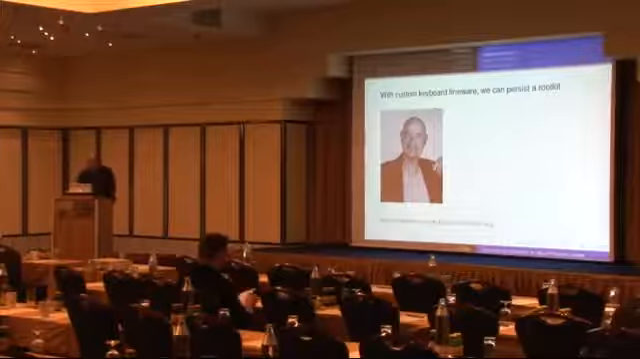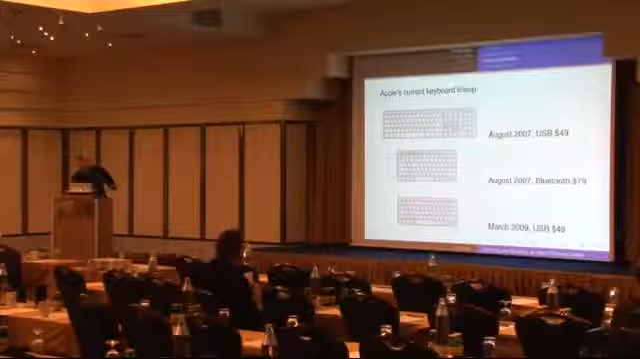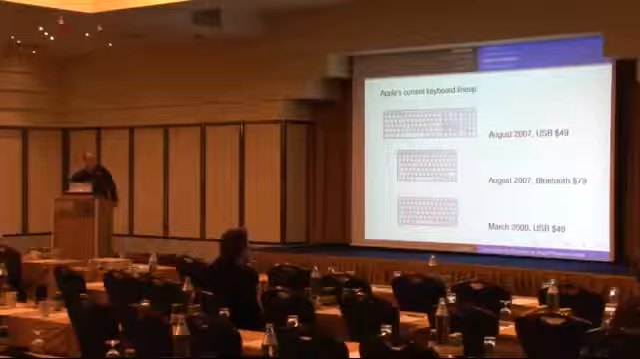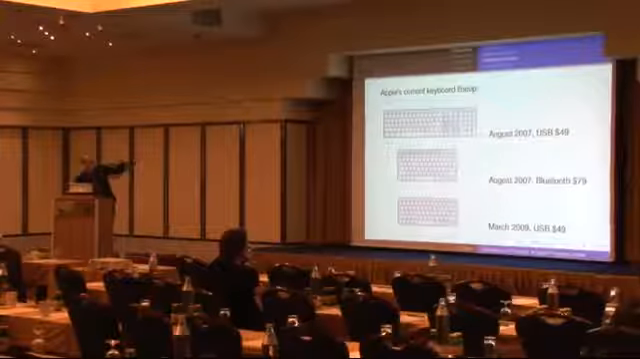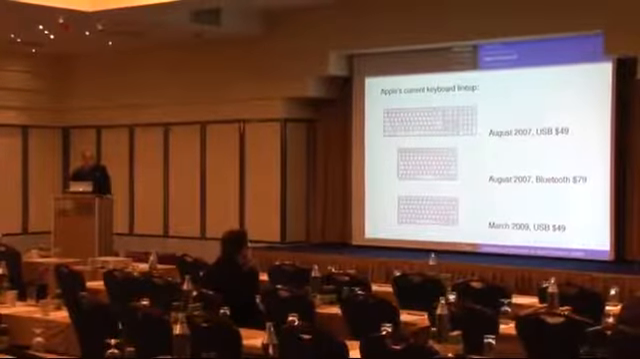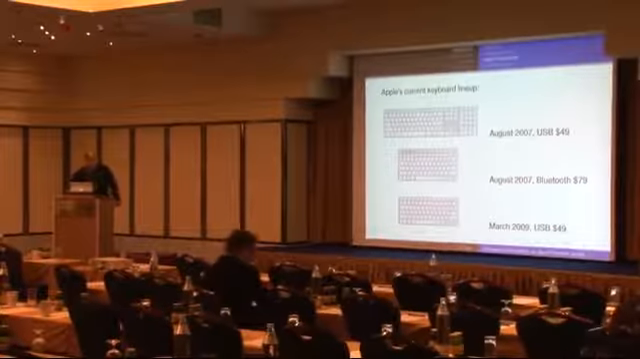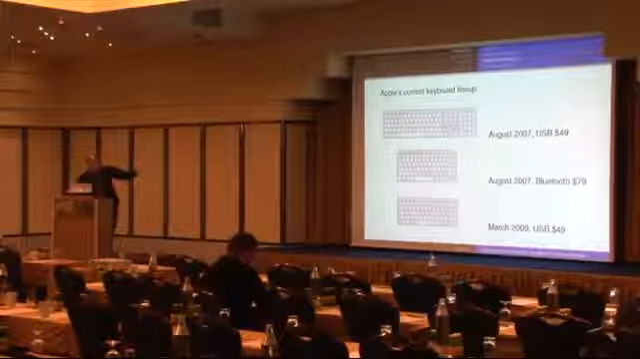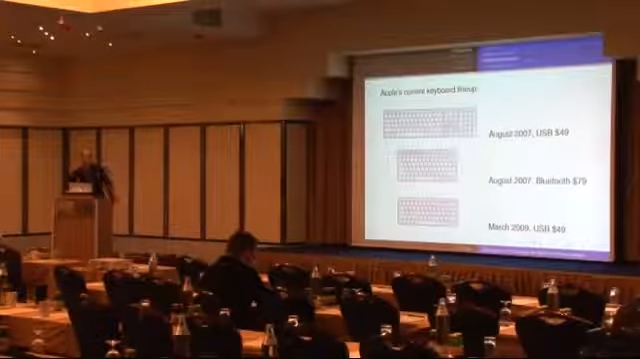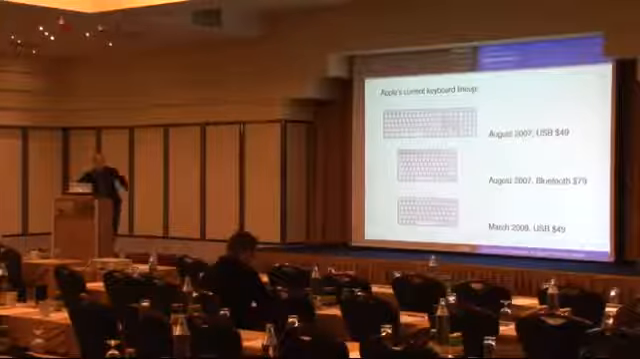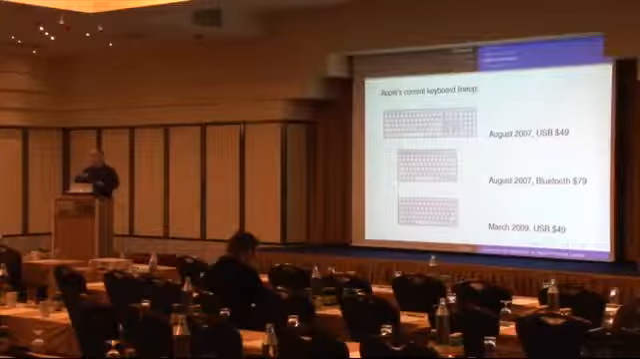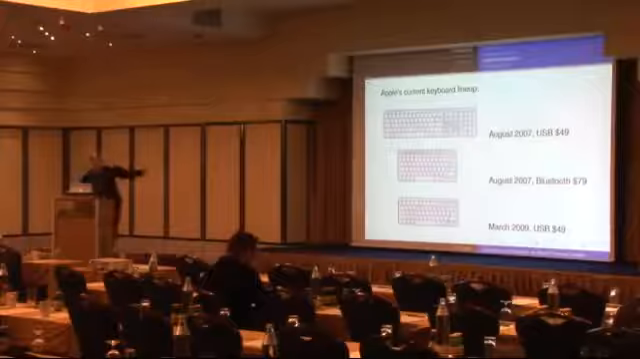In any case, the keyboards that Apple currently sells come in three varieties. The top keyboard is a full USB keyboard. It came out in August 2007, and it's about $50. Then they have a Bluetooth keyboard that they came out with at the same time, that's $79. These are very thin aluminum keyboards. Then in March 2009, they came out with a smaller USB keyboard. And just recently, within the last couple of weeks, they updated the Bluetooth keyboard.